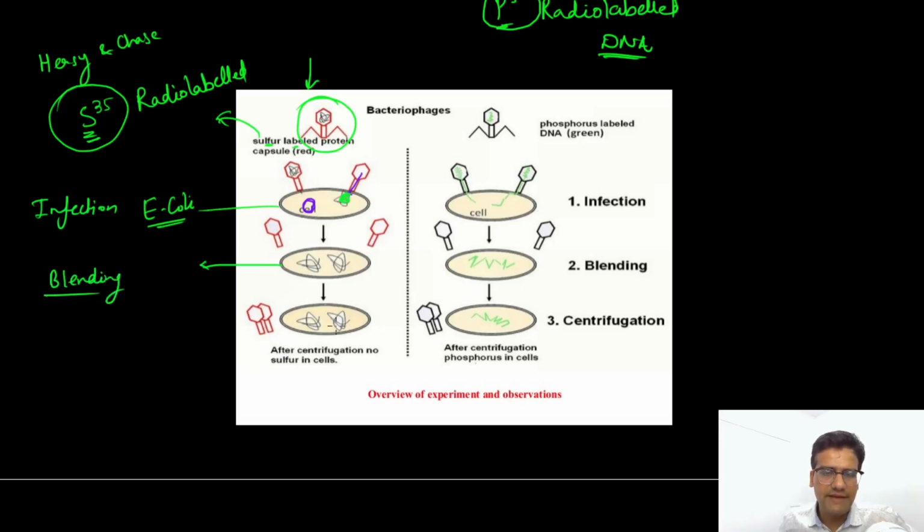In the blending step, the bacteriophage which attaches itself to the E. coli cells is rotated at a higher speed, so blending occurs, and blending means detachment of the bacteriophage particle from these E. coli cells. So these E. coli cells now contain the bacteriophage DNA, and they do not contain the protein part.